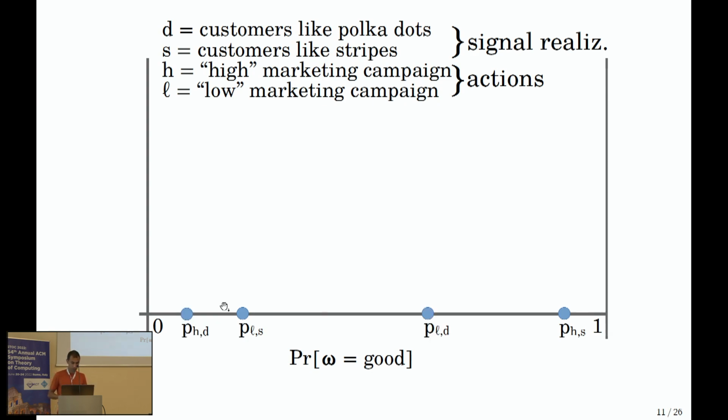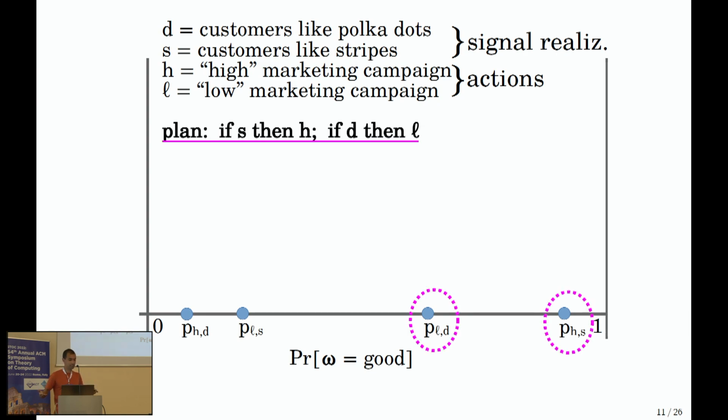Conversely, just suppose for our example, if we find out that people like polka dots, we'll have a pretty good chance of success if we run this low-class campaign with going to the bar and going to the club, but we'll have a very low chance of success if people like polka dots and we try to show them drinking wine and eating cheese. If this were the way the world worked for whatever weird reason, a very reasonable plan that you might want to implement is: if people like stripes, then run the high-class campaign, and if you find out that people like dots, run the low-class campaign, which would try to get these two posteriors depending on whether you find out S or find out D.